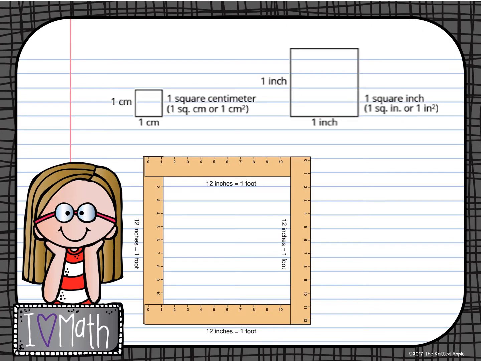Now there's different ways that we can measure square units. For example, we might have a square centimeter, or a square inch, or a square foot. If you wanted to create a square foot, you could have a 1 foot by 1 foot square. And if you've noticed that maybe you have tile in your home, those are more than likely 1 square foot of tile.